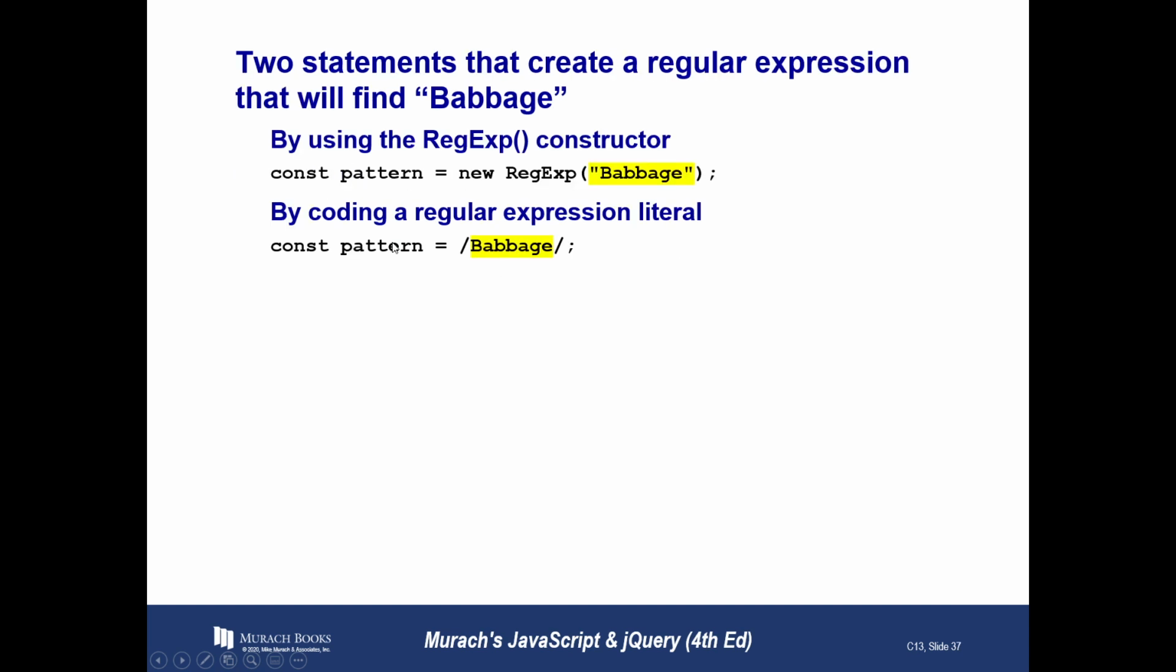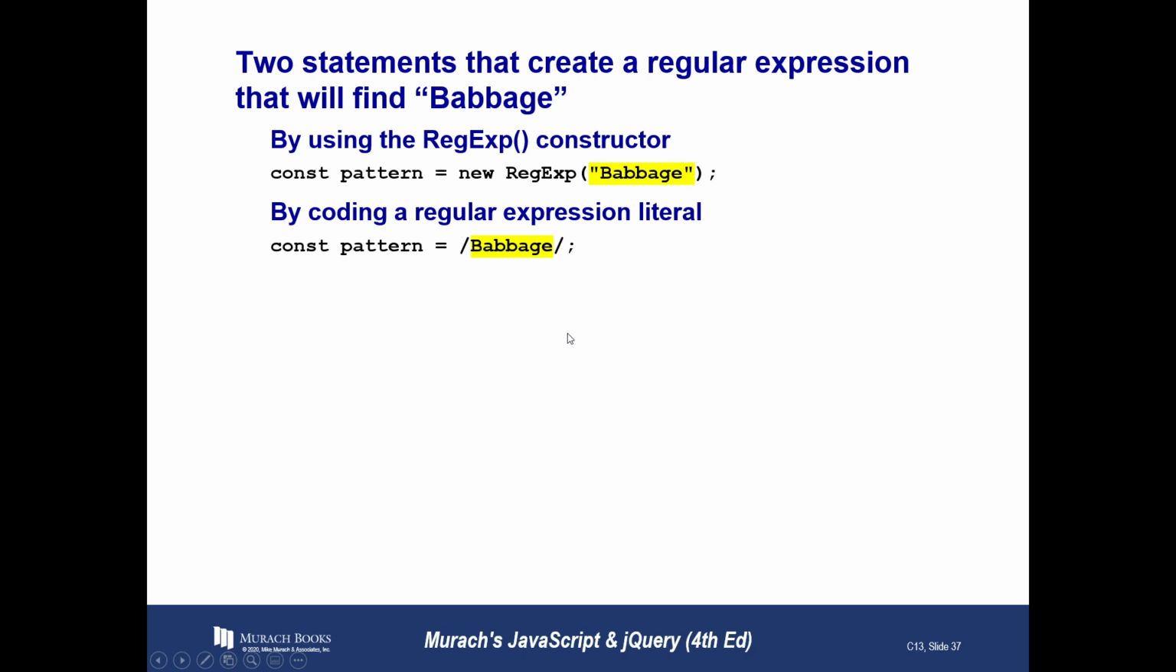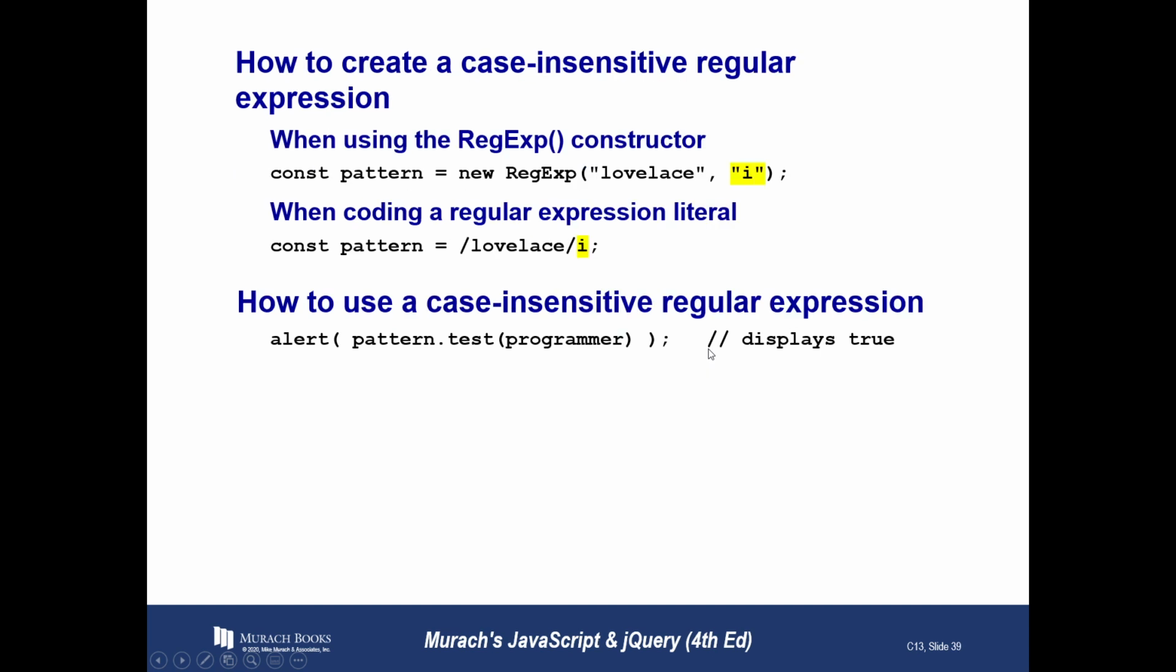So again, here the pattern is Babbage, and we have this inventor and this programmer. So pattern.test, and then we pass the inventor. This pattern is Babbage. We test if inventor has Babbage, and it tells us that yes, it does have Babbage, as we can see here. Here it tests programmer, and that doesn't find Babbage, and then it displays false.